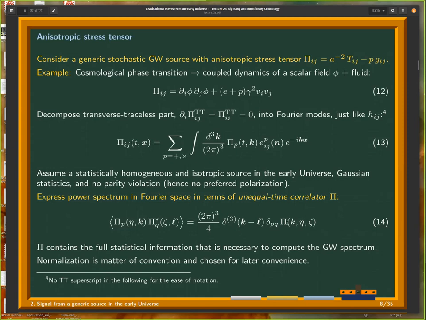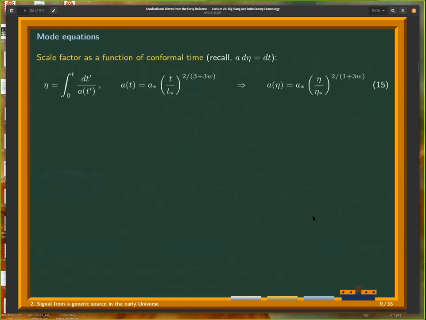In the following, I want to show how you can go from this object to the spectrum of gravitational waves. In concrete applications, when you consider a certain type of gravitational wave signal, the exercise always is to precisely determine this quantity. Then you can plug it into the formalism that I'm going to describe now and explicitly calculate the gravitational wave spectrum. Okay, but now let's have a look at the mode equations again.